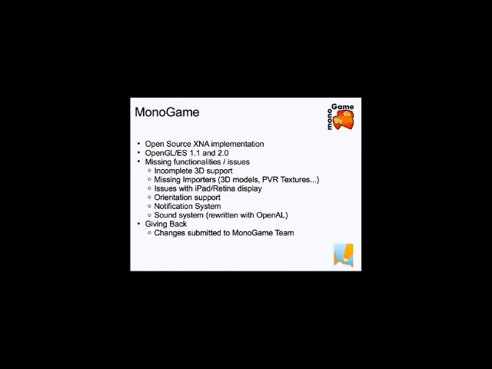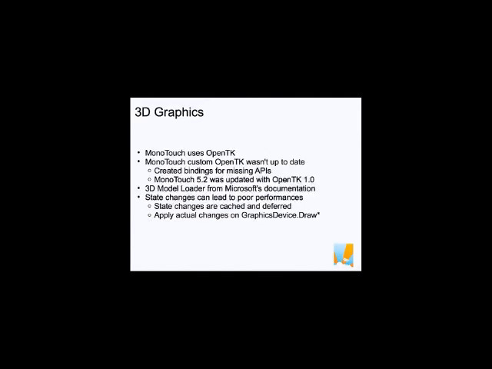All right, so we'll make the 3D graphics work on MonoGame. One piece of information is that MonoTouch uses OpenTK to render OpenGL. OpenTK is an open source library that exposes OpenGL to C#. The original version of MonoTouch did not have the latest OpenTK binaries, so we had to manually add some missing bindings to support some of the features. I forgot for what, but there were some missing features that we had to support. But that was fixed by MonoTouch 5.2, which was just released last week, I think. And they've updated the reference of OpenTK to the latest version.